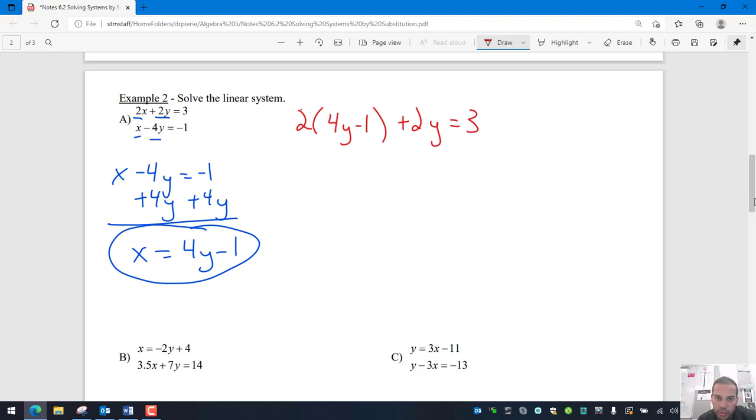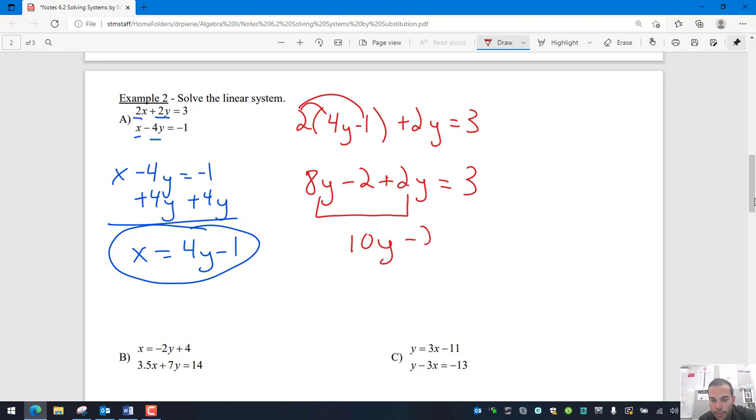So first thing I'll do here is distribute. 2 times 4y is 8y. 2 times -1 is minus 2. Still got a plus 2y equals 3. Simplify this a little bit. If I start with 8y's and I add 2y's, I should have 10y minus 2 equals 3. Add 2 to both sides. 10y equals 5. Divide both sides by 10. And I should get y is equal to 1/2.